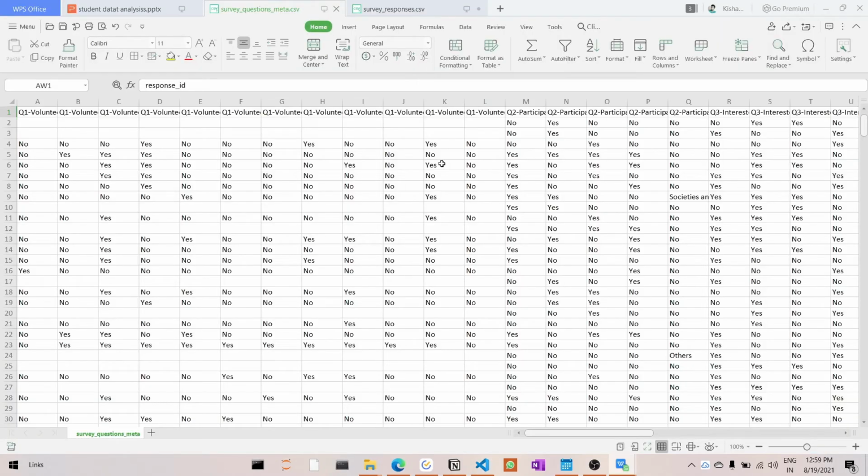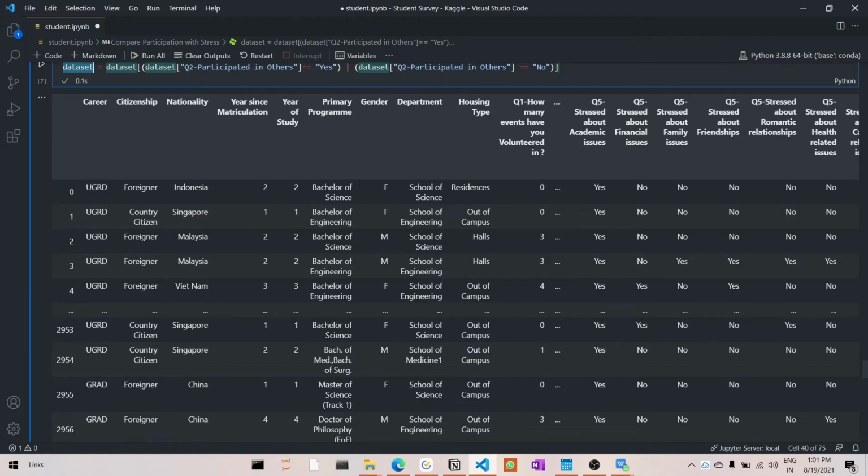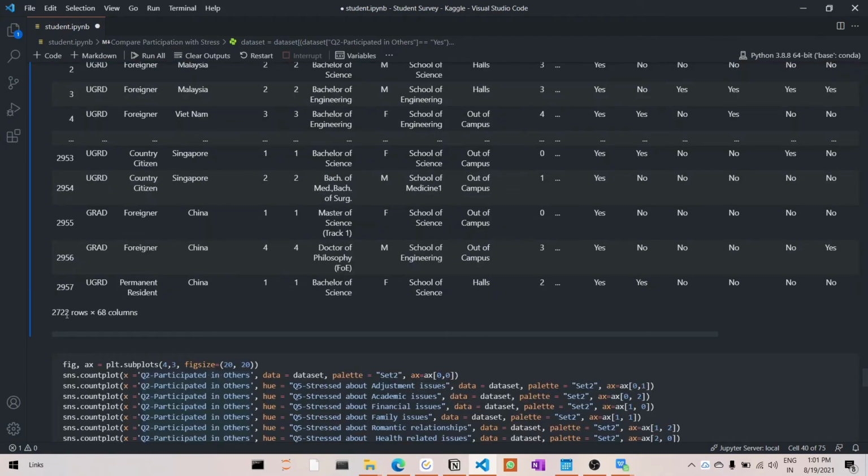So when we carefully analyze this dataset, these survey questions meta, you can easily find that there are different categories other than yes, no. So we need to remove that. Otherwise, it is going to impact our analysis. And here we can see we are filtering our dataset on this feature called participated in others, and the condition is yes or no. So we are filtering that and assigning that to the dataset. So right now, our dataset is changed based on this condition, and we can see the dataset count is 2722.